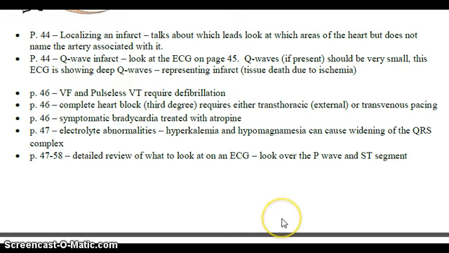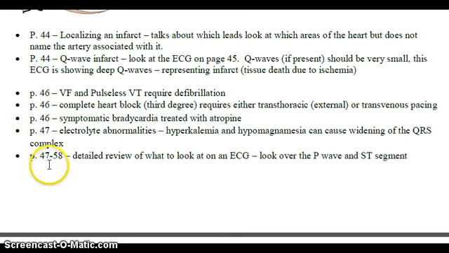Page 46, under emergency treatment for arrhythmias, talks about ventricular fibrillation and pulseless VTAC require defibrillation. Complete heart block, which is called third-degree heart block, requires either transthoracic, which is external, or transvenous pacing. Symptomatic bradycardia is treated with atropine. Electrolyte abnormalities: hyperkalemia and hypomagnesemia can cause a widening of the QRS complex.